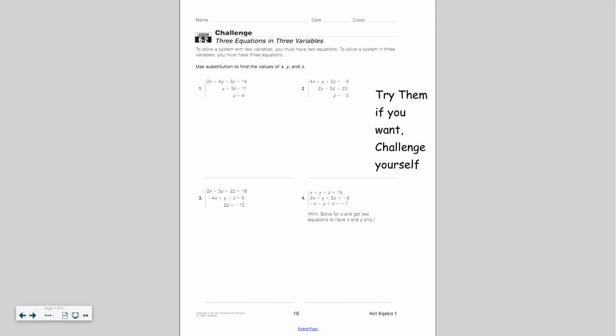These are challenge problems, now with 3 variables and 3 equations. And this is the assessment for this. And once you are done with this assessment, please hand it in.